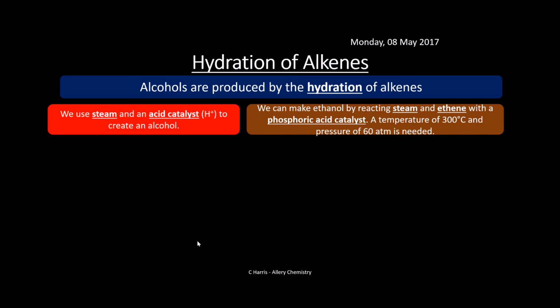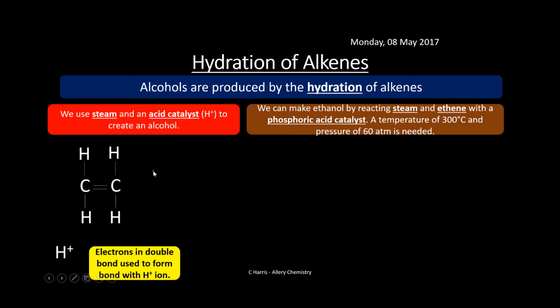We can obviously react the steam and ethene together with a phosphoric acid catalyst. 300 degrees Celsius, 60 atmospheres of pressure is needed. So anything like that will be fine. Right, so there is your alkene. There's your acid. What happens is the electrons in a double bond are used to form a bond with a H+ ion. So there it goes.